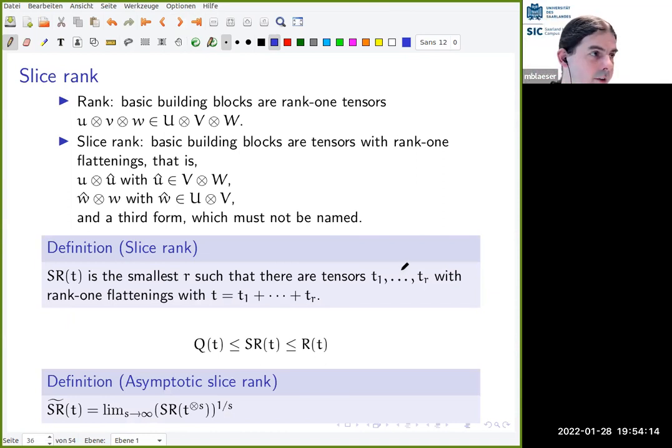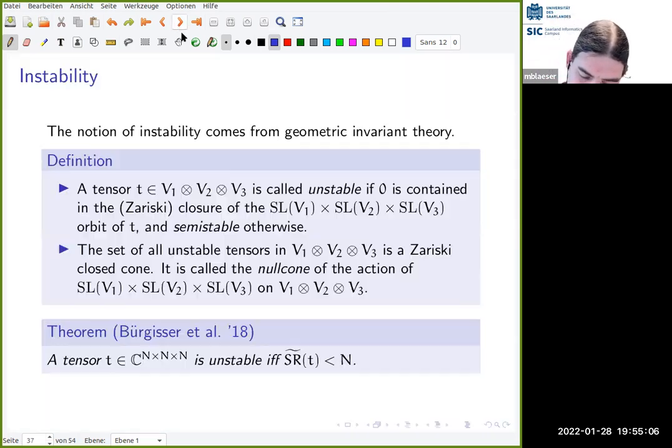And what is slice rank? Maybe just briefly introduce it. So in the case of rank, you start with these kinds of tensors. In the case of slice rank, essentially you don't have three vectors, but you always have a vector together with a matrix, or a matrix together with a vector. Or you have the third form where you cut a matrix into two halves, so I cannot write this down here properly. And then the slice rank is essentially the smallest number R such that, with these other basic building objects, you can write T as the sum of them. The slice rank is sandwiched between subrank and rank. And then the asymptotic slice rank is defined like the other asymptotic ranks here.